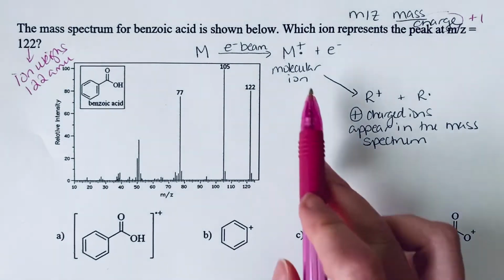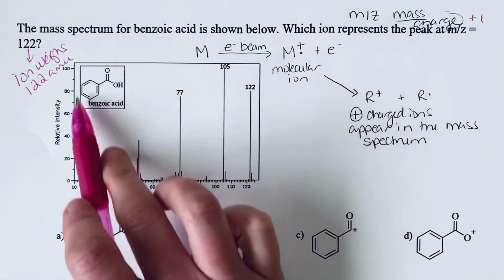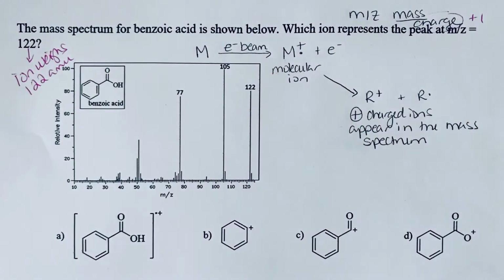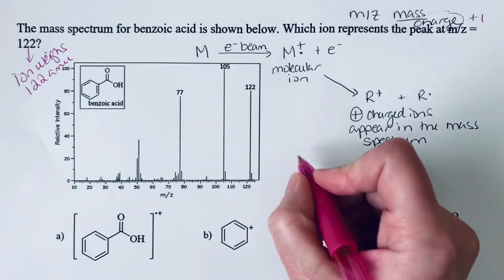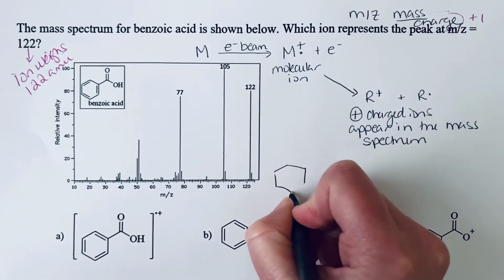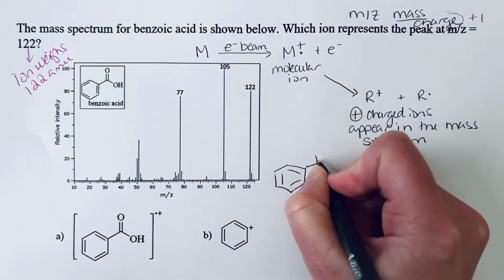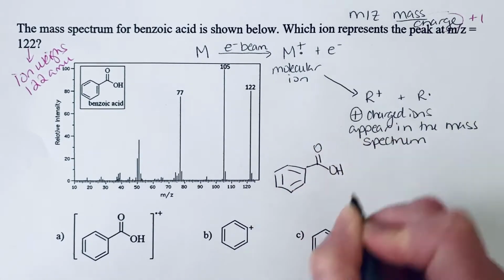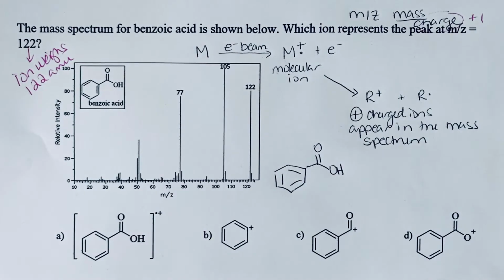So we can do this by weight. You're starting with a molecular ion, which would be the totality of this molecule, and then it's breaking down into smaller parts. A good approach would be to start by calculating the mass of your molecular ion and then see what's lost, if anything, to get this peak at 122. So we can look at benzoic acid. We have the structure, and from the structure we should be able to calculate the molecular weight.